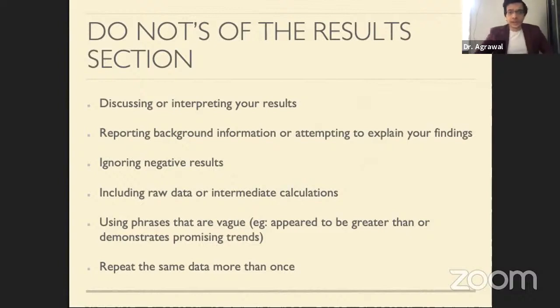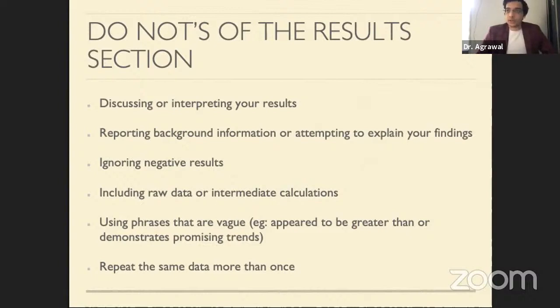And don't repeat the same data more than once, even if you have found a negative correlation between smoking and lung cancer. Don't write it more than once in your results section. You can discuss it a lot in your discussion section if you want, but try not to say, okay, we found that smoking and lung cancer were not related. To conclude, smoking and lung cancer were not related. So don't write your results section like that, where you are repeating the same data more than once, no matter how earth-shattering or groundbreaking it may be.